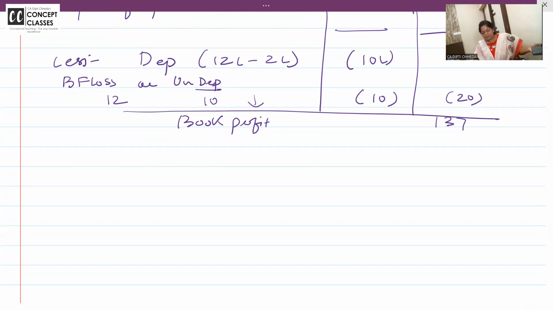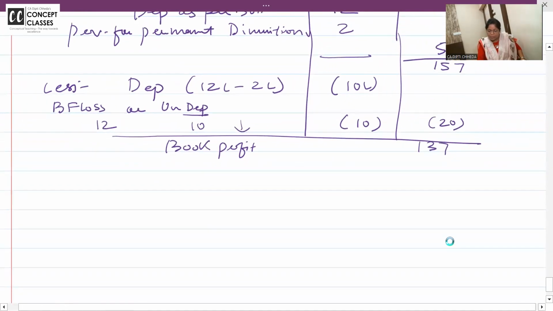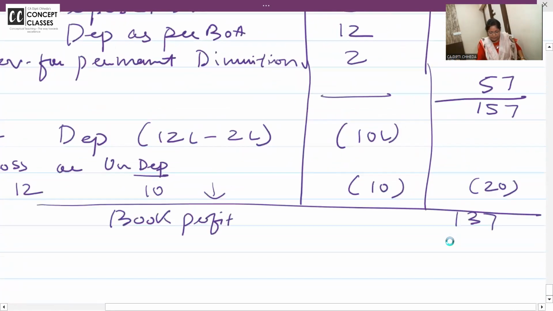Compute the book profit. Bas. If you want, you can calculate the MAT tax and all, but क्यों करना है? When they have asked you, just compute the book profit. If they ask you the tax liability, we should do. Okay? So let me give you one more homework. Is this problem clear to all of you?